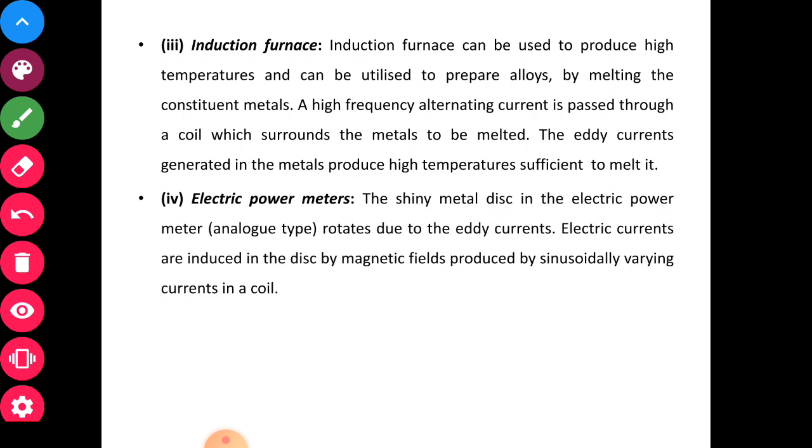It is also used in the electric power meter. The earlier power meters used a shiny metal disc that was rotated due to the eddy currents.